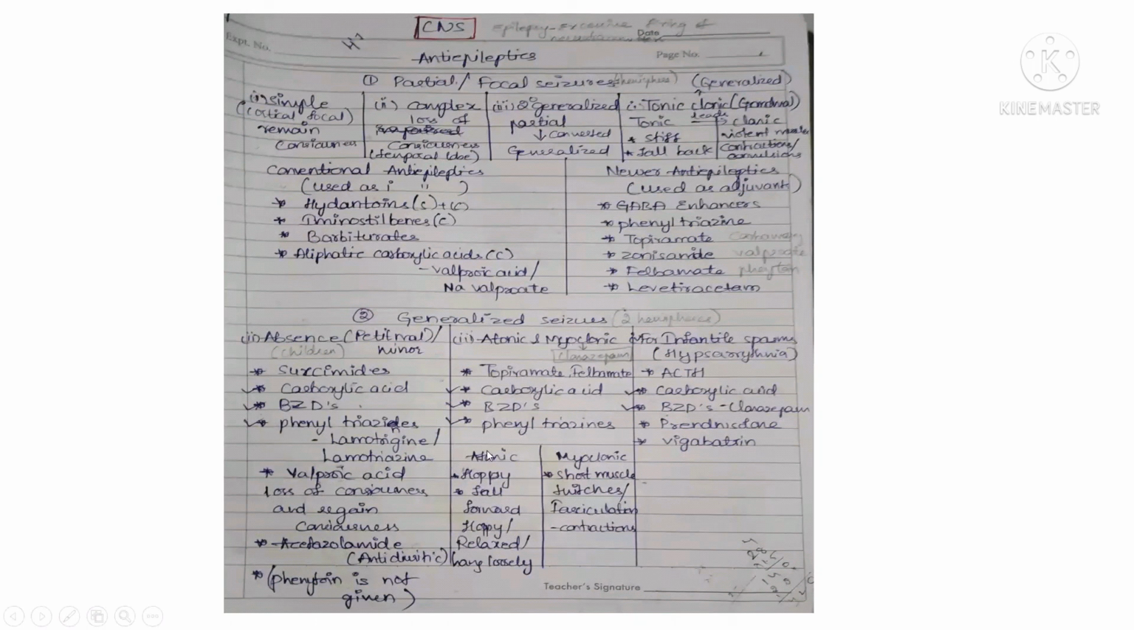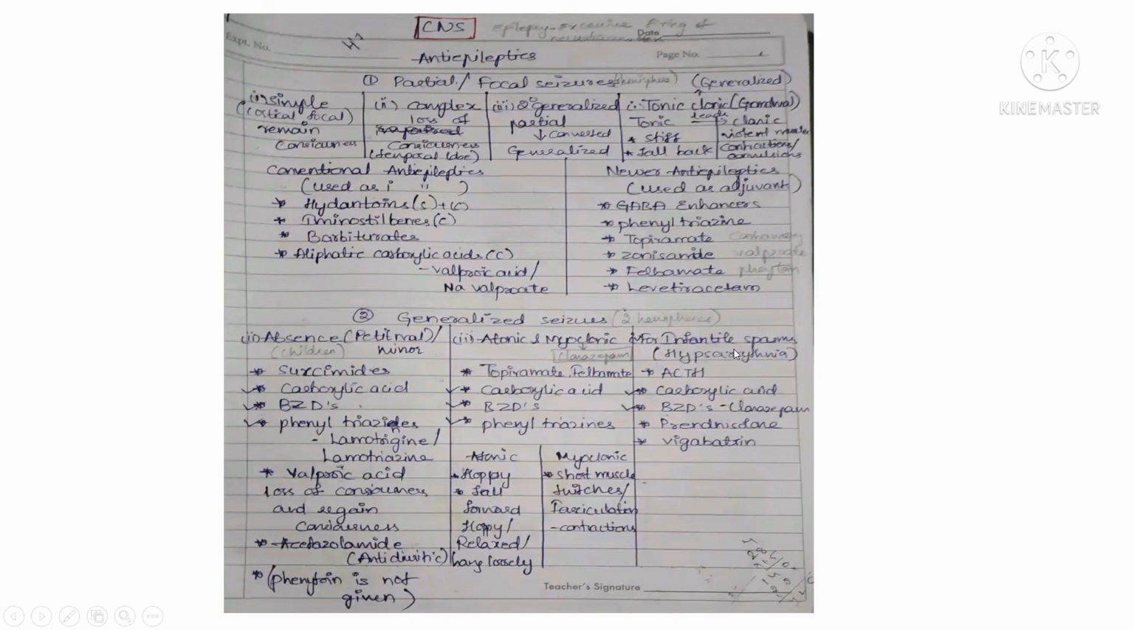Next, atonic and myoclonic. Here, atonic means floppy. They will be in a relaxed mode, so they may fall forward. Whereas tonic means the body will be very stiff and they may fall back. And myoclonic means short muscle contractions, very short. The drugs used to treat are topiramate, felbamate, carboxylic acid, benzodiazepines, and phenyltriazines, nothing but lamotrigine. And clonazepam, which is mainly used to treat myoclonic seizures.